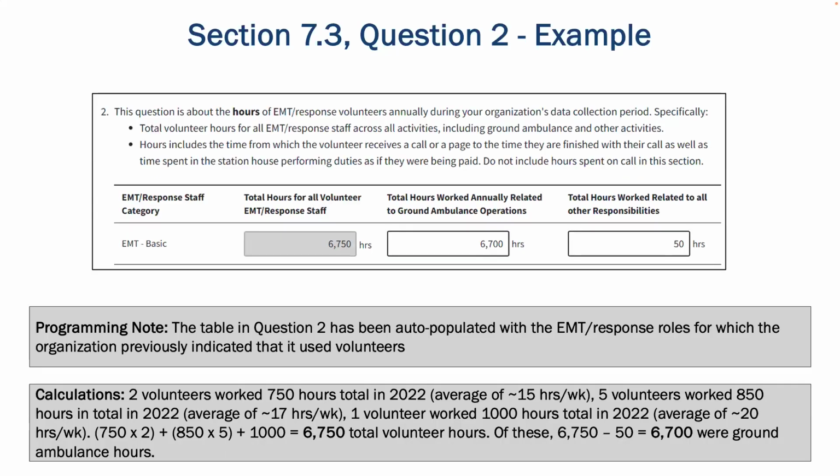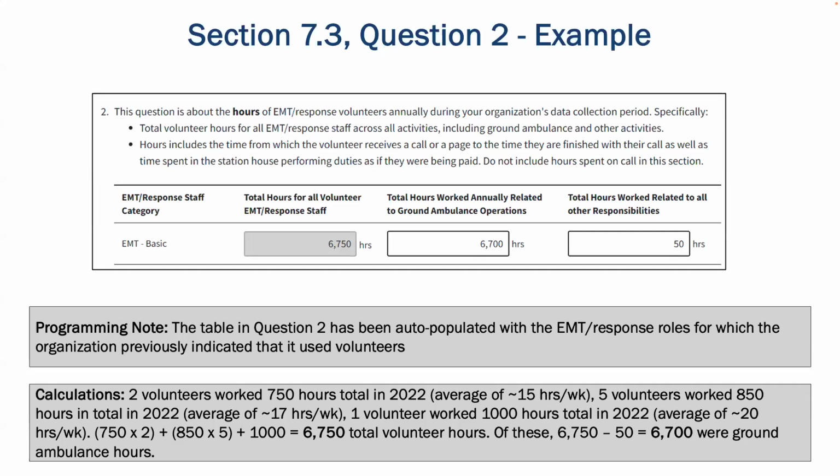Moving on to the next slide, for question 2, you need to report the total hours that these EMT volunteers worked during their data collection period. To do this, the organization added up the total hours worked by each EMT. In this example, they have 8 part-time volunteer EMTs who worked between 15 and 20 hours a week. First, you would report total hours worked across the 8 volunteers. This totals 6,750 hours. You can see our calculations in the gray box below.